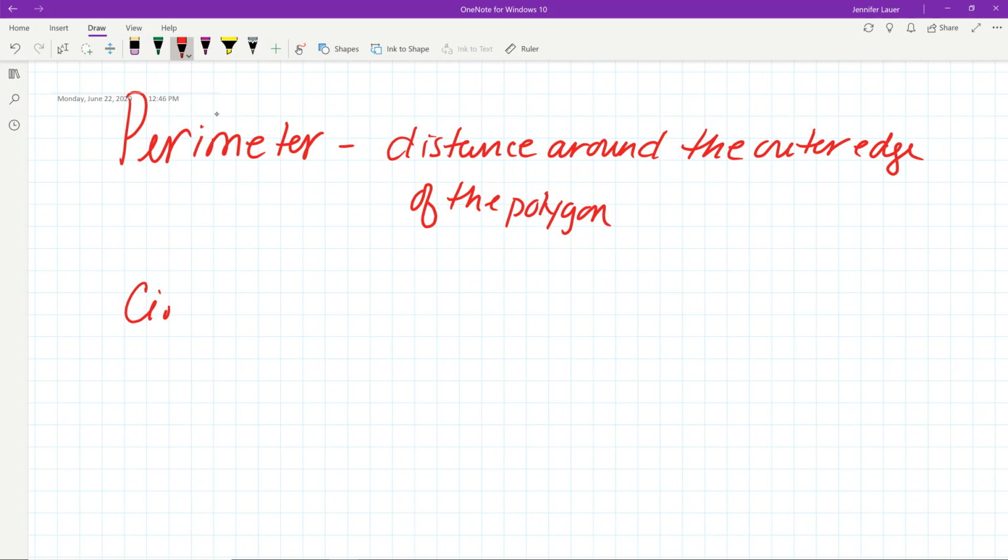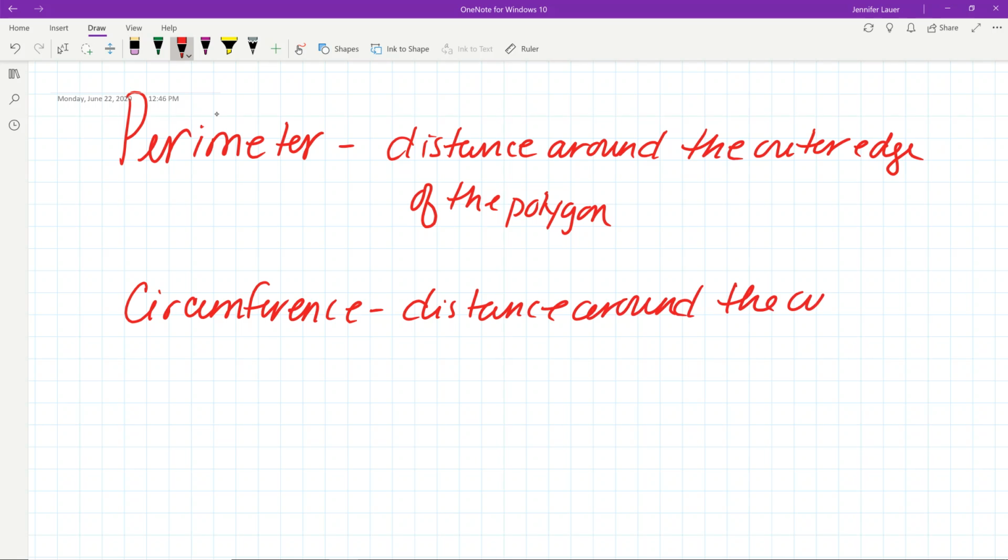Circumference, like I said, somewhat means the same thing. You're just dealing with curves. So circumference is the distance around a circle. It's around the outer edge of a circle.